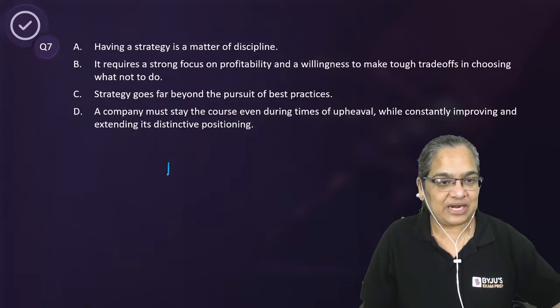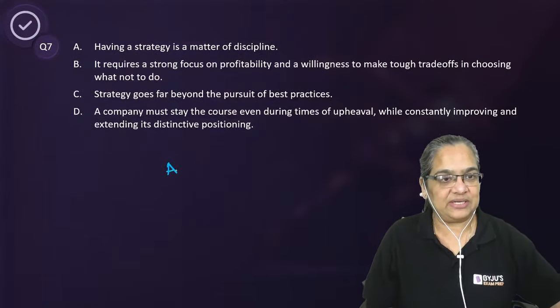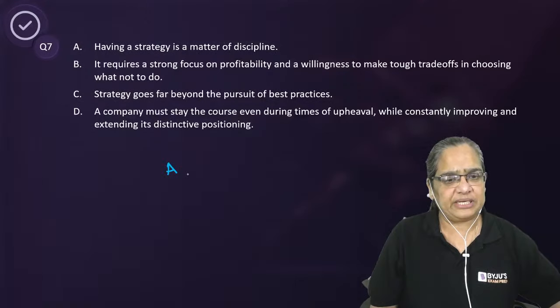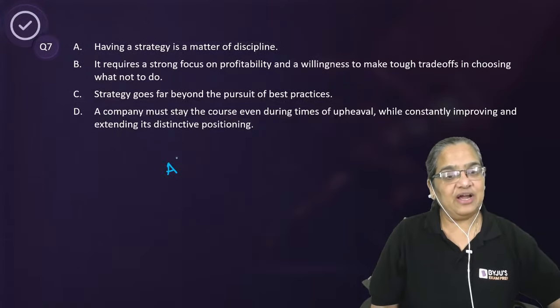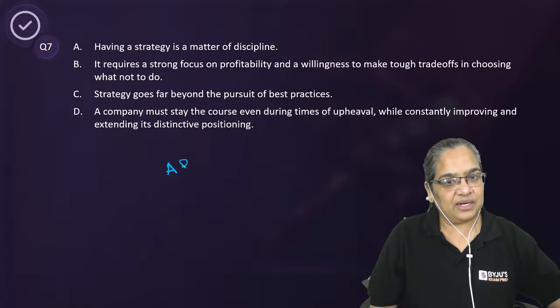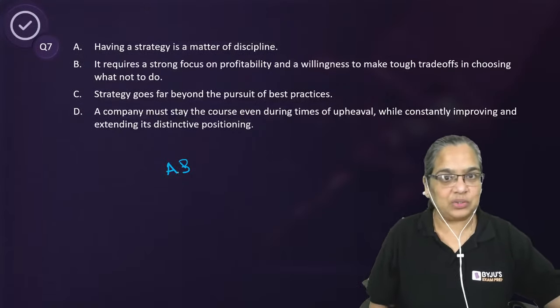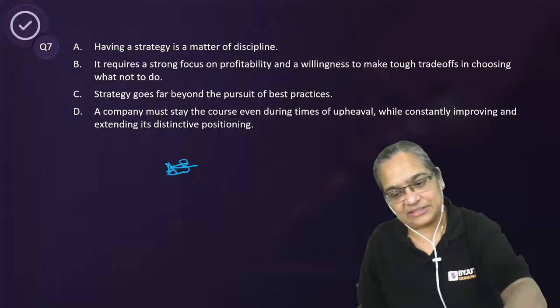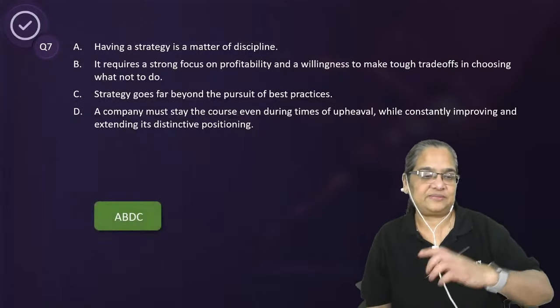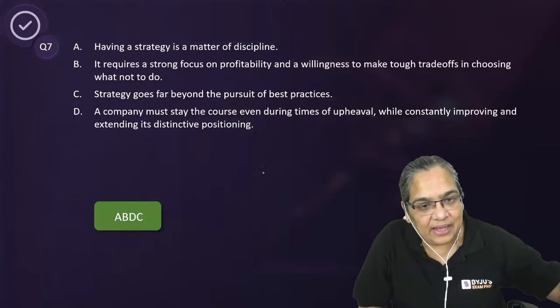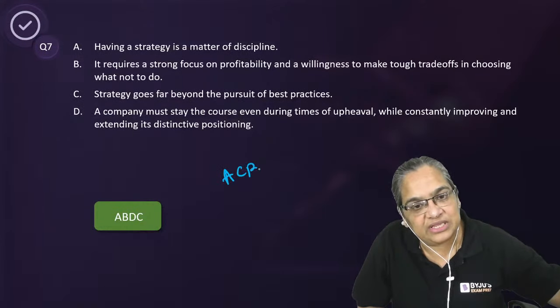Having a strategy is a matter of discipline. Alright? We can say B, it requires strong focus on profitability. It is having a strategy, a willingness to make tough decisions. Then a company can go this way. But the answer says this. Tell me, will this work or not?